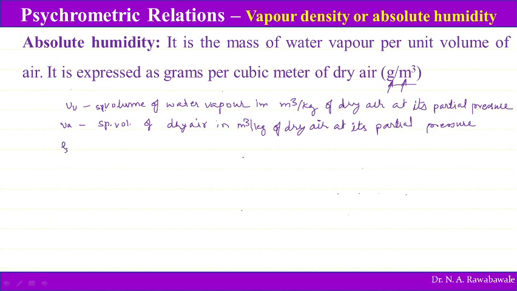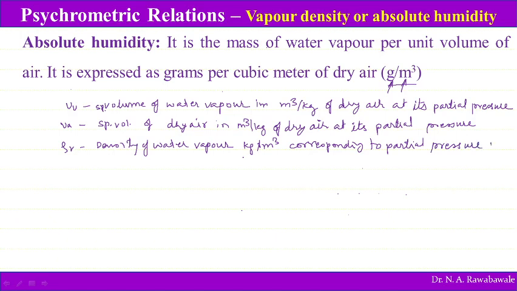Then let rho V be the density of water vapor in kg per meter cube, corresponding to partial pressure and dry bulb temperature Td.